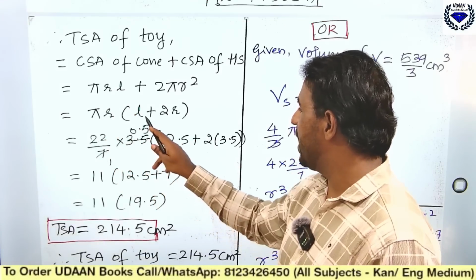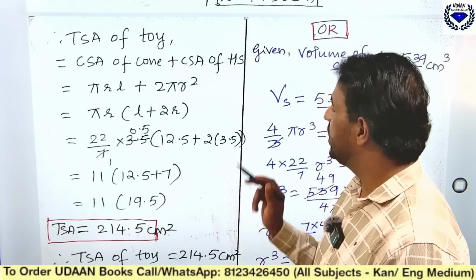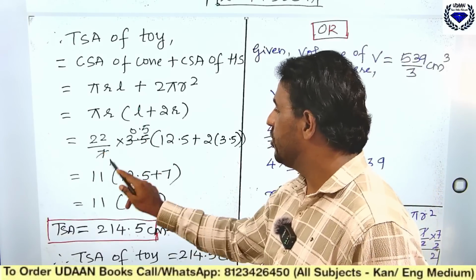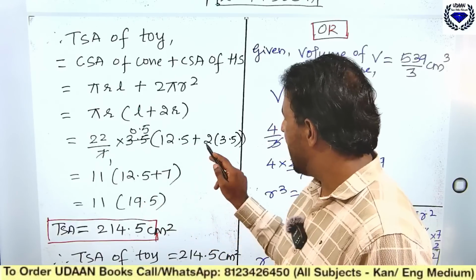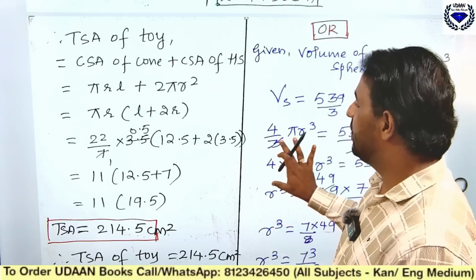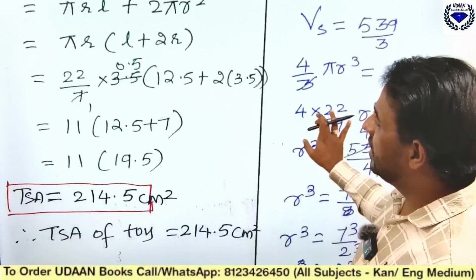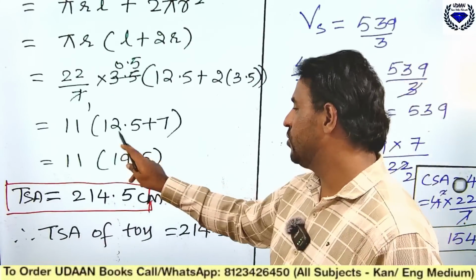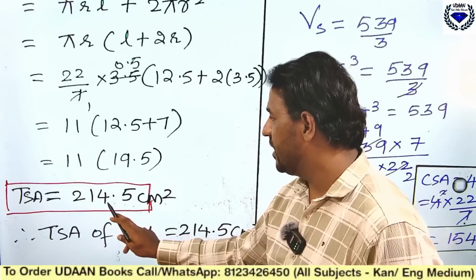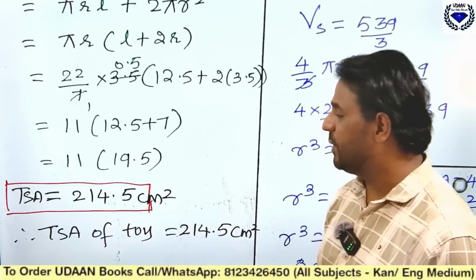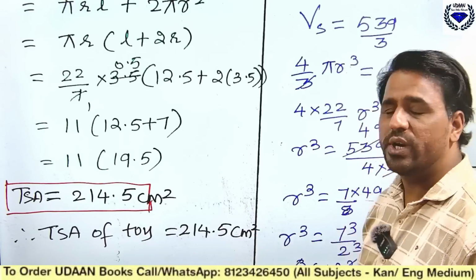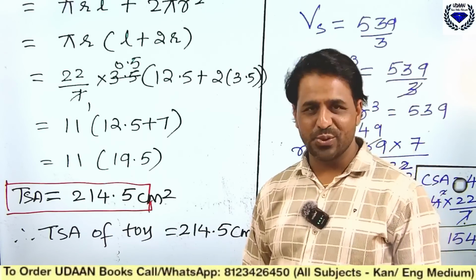R is 3.5. L is 12.5. 2r is 2 into 3.5. 7 1s are 7, 7.5 is 22 into 0.5 is 11. 12.5 as it is. Always you should multiply first, that means 2 into 3.5 you should do. Then 11 into 12.5 plus 7 is 19.5. 19.5 into 11 will give 214.5 centimeter square. Therefore, the TSA of the toy is 214.5 centimeter square.